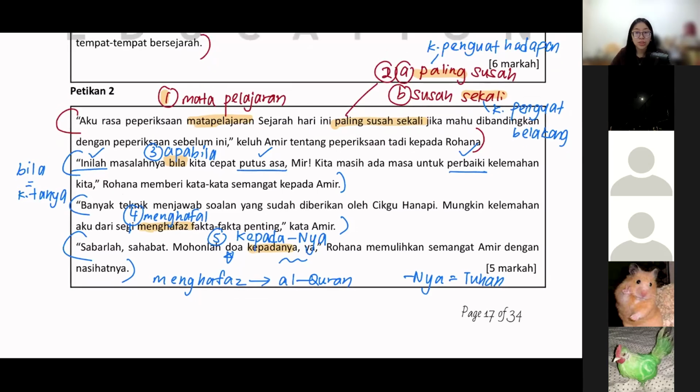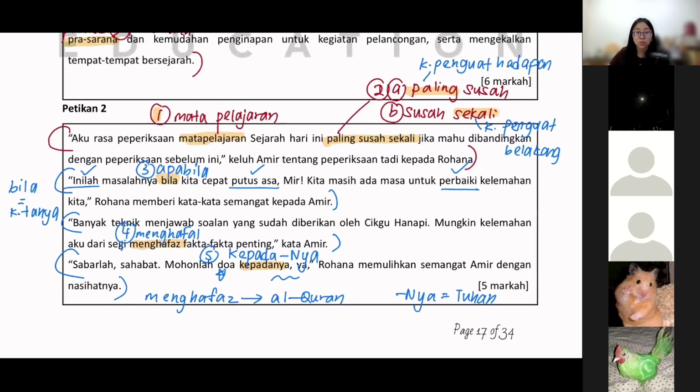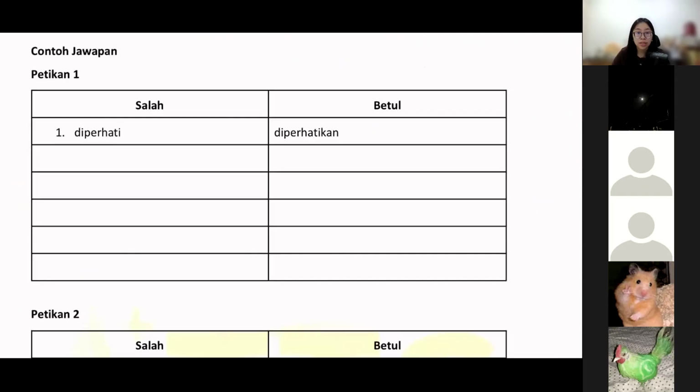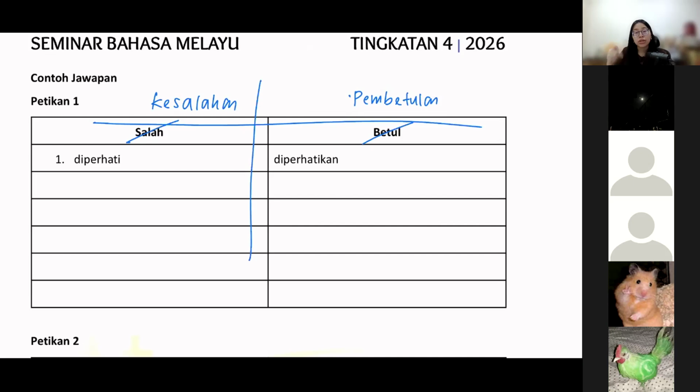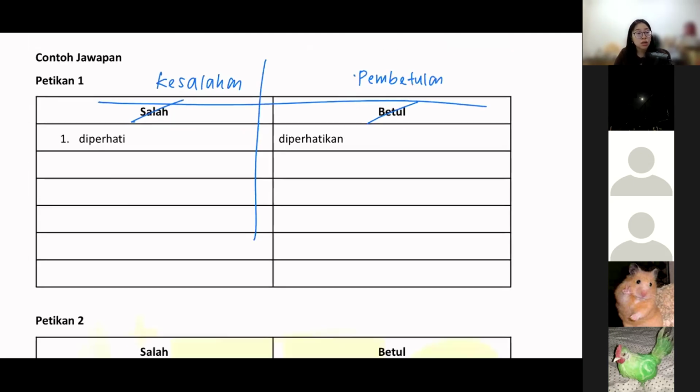Like 3, 2, 1, let's go. Okay, remember, you can write like this, salah or betul, or you can write pembetulan. Pembetulan should be here, and then this one is kesalahan. You want to write salah, betul also can, or you want to write kesalahan, pembetulan also can. And then you just write like this, writing lah. You need to write the wrong one and then change it to the correct one.